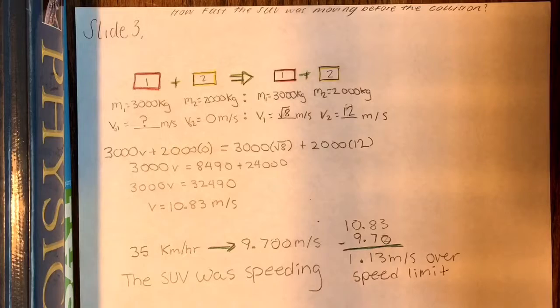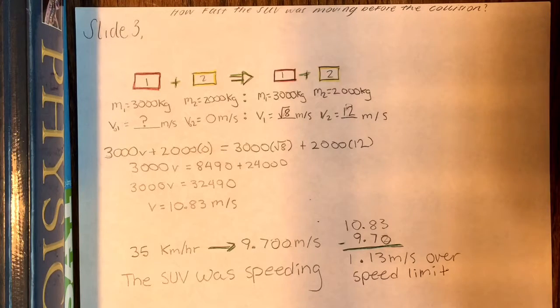Slide 3. In order to determine the speed of the SUV before the collision, you should set up a momentum equation. The SUV representing block 1 and the wagon representing block 2. The mass of the SUV is 3,000 kilograms and the mass of the wagon is 2,000 kilograms before and after the collision. The velocity before the collision for the wagon is 0 meters per second, and immediately following the collision, it is 12 meters per second. The velocity of the SUV immediately following the collision is 2.83 meters per second.